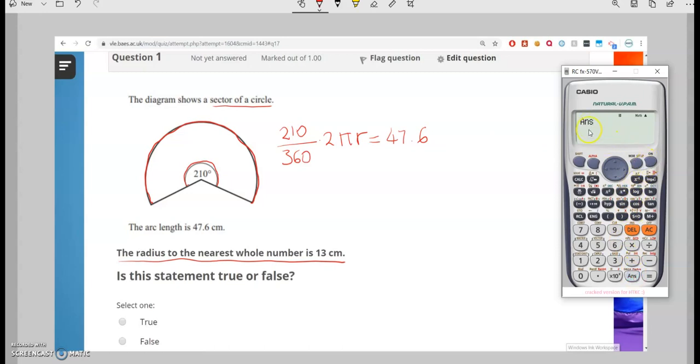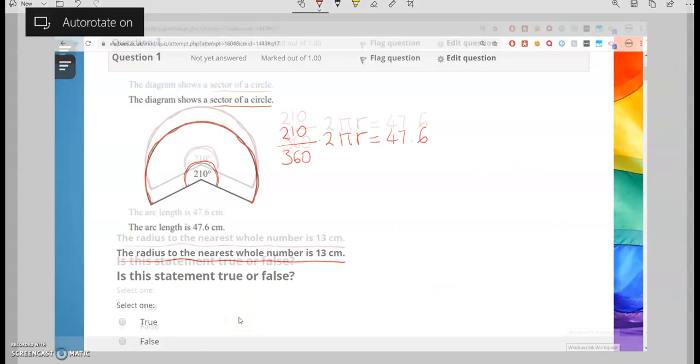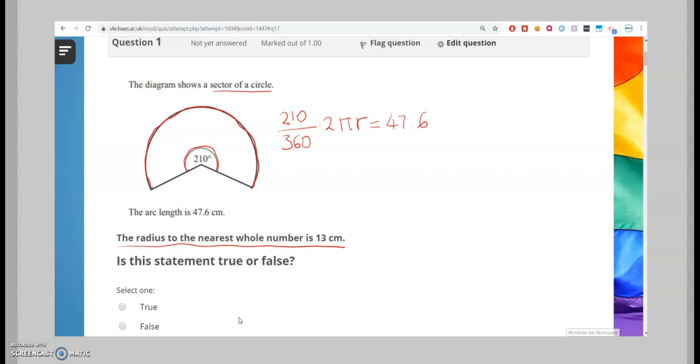And I'm going to do 47.6 divided by the answer, and it gives us the radius, which is 12.98535964. So rounded to the nearest whole number, this is 13. So we found out that the statement is true. So we're going to select true.